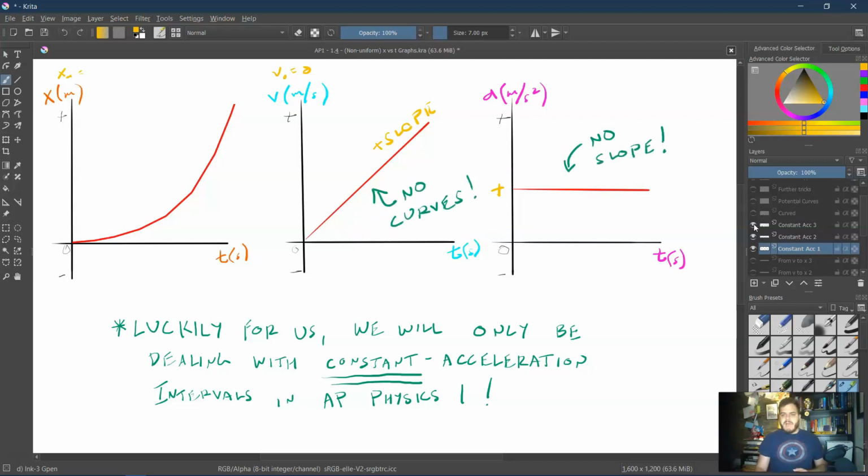And what that allows is that means we should never have a slope on an acceleration versus time graph, because it'll always be constant segments, uniform accelerations. And that also means for a velocity versus time graph, we should never have curves. We will just have straight line segments. However, if we have acceleration on an x versus t graph, that definitely indicates there will be a curve.